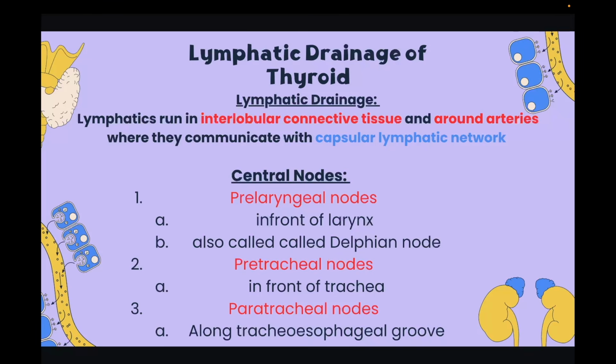You have 3 main central nodes for the lymphatic drainage of the thyroid. First, the prelaryngeal node, which can also be called the Delphian node, located in front of the larynx. The pretracheal node is in front of the trachea. And the paratracheal node is along the tracheoesophageal groove. You can think of it as an order going down.